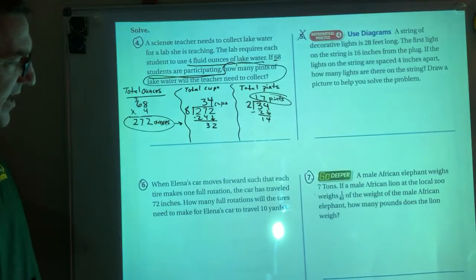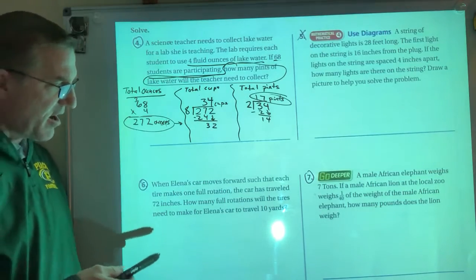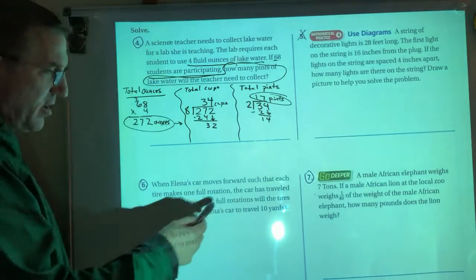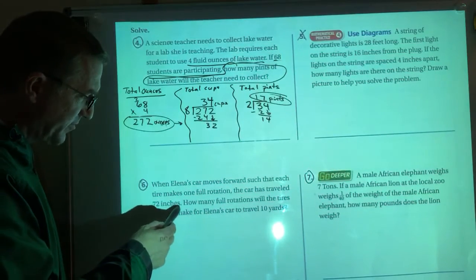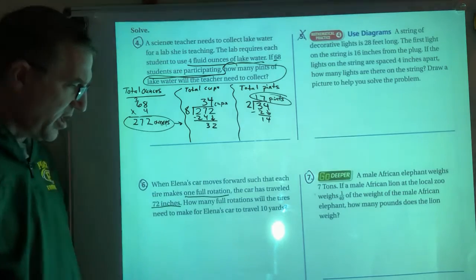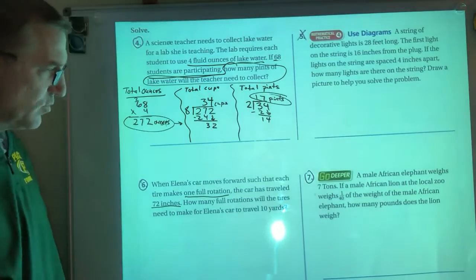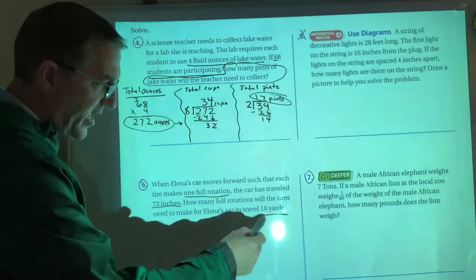When Elena's car moves forward such that each tire makes 1 full rotation, the car has traveled 72 inches. That's a long sentence with a lot of information, but it looks like to me 72 inches is 1 full rotation. Okay? How many full rotations will the tires need to make for Elena's car to travel 10 yards?